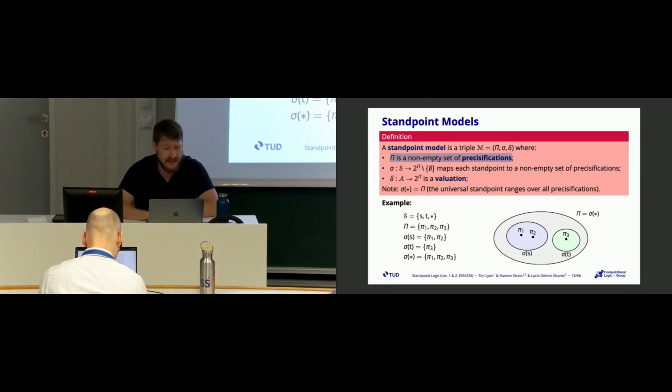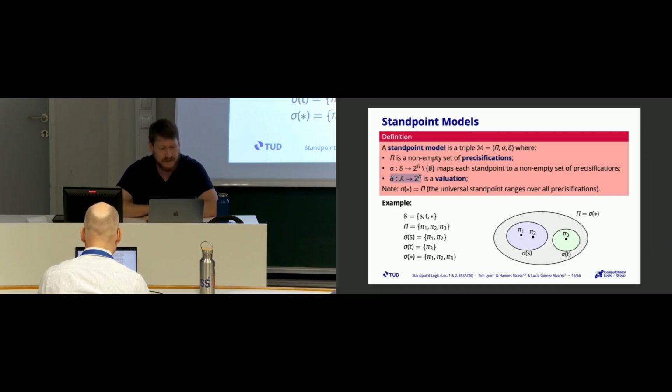And we have a function sigma, which interprets standpoints as collections of precisifications. So this will map each standpoint to a non-empty set of precisifications. This 2 to the pi, by the way, means the power set of pi, if you're not familiar with this notation. Because we exclude the empty set, from every standpoint there has to be at least one precisification, at least one way in which they can make their vocabulary precise in order to carry out reasoning.